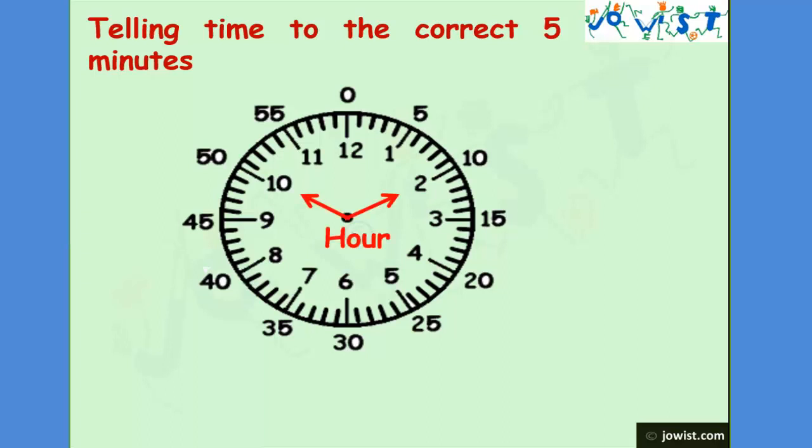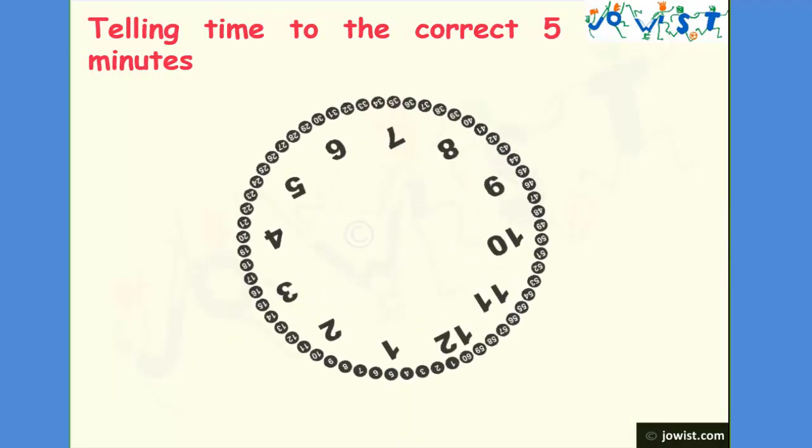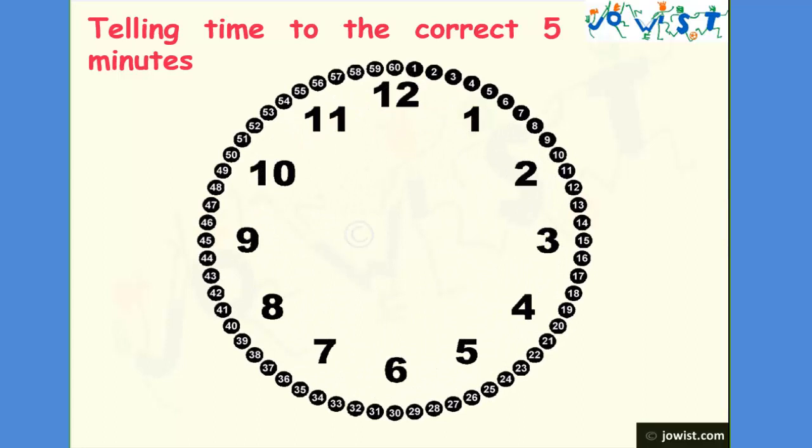1, 2, 3, 4 tells the hour. The small divisions tell us the minutes. Look at the watch closely. It tells the time from 1 to 12. It also tells the details of minutes from 1 to 60. Can you tell the time by the clock? 8 minutes past 3.